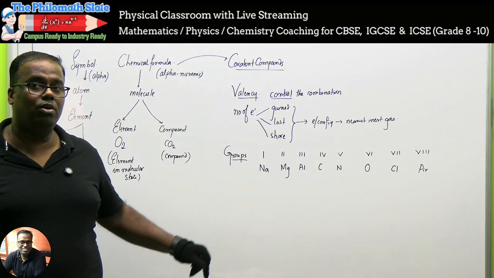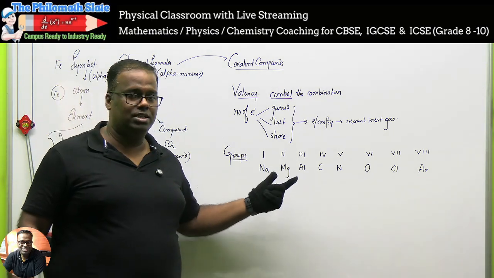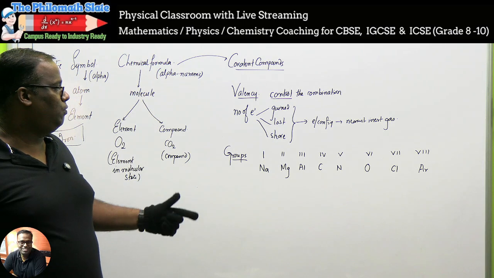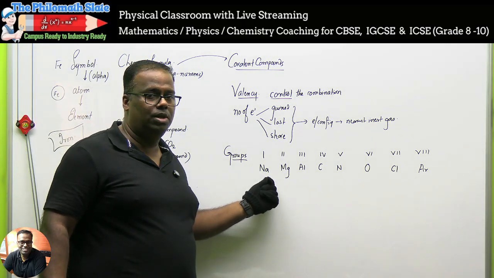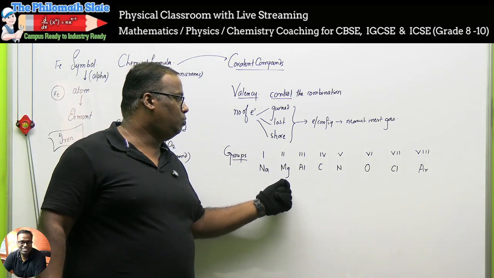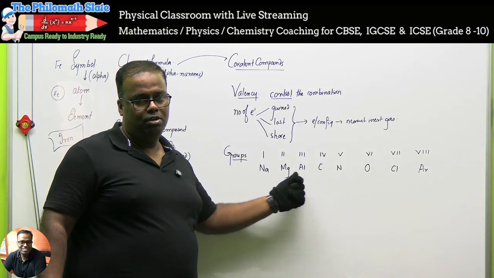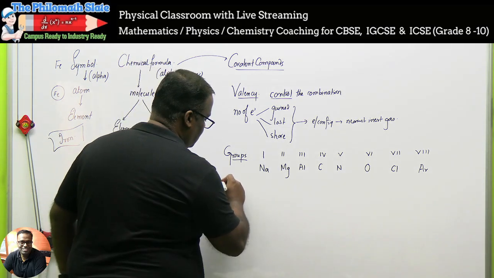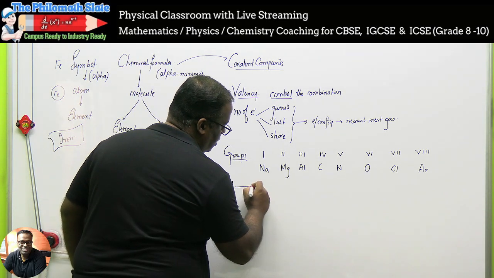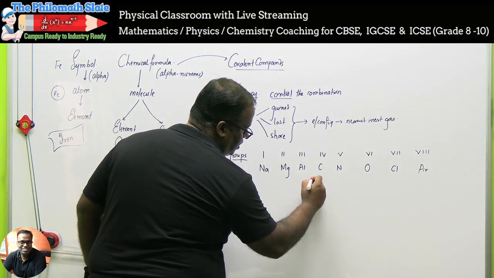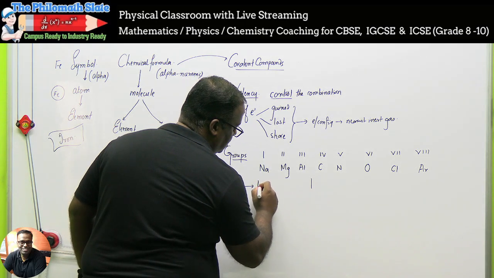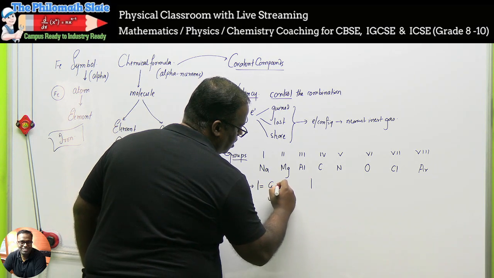Now we need to find out what is the valency. So if you see sodium, for group 1, group 2, and group 3, the valency will be exactly equal to, up till here, the valency is same as the group number.